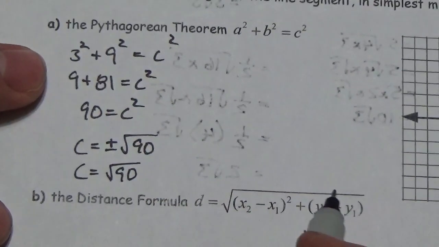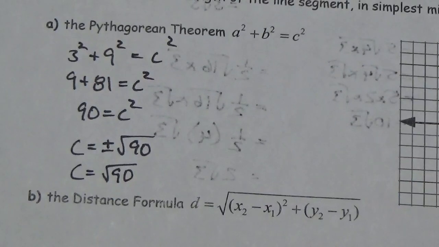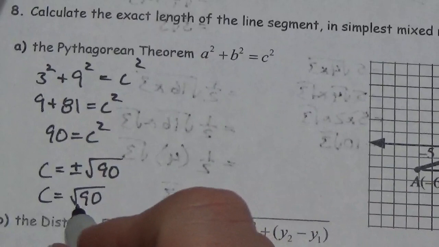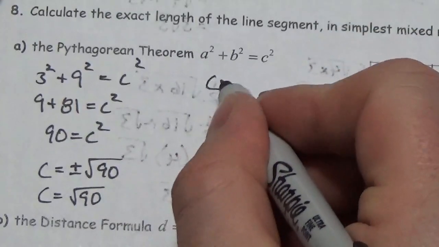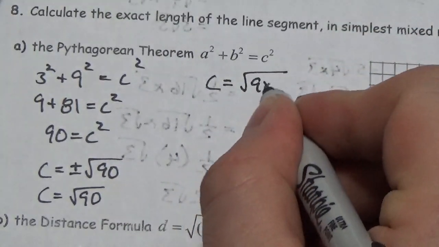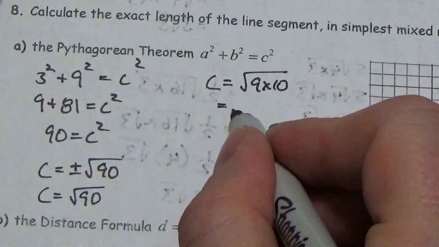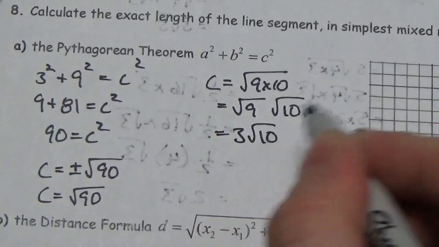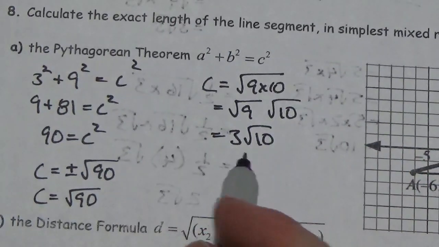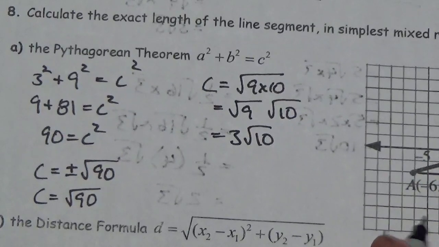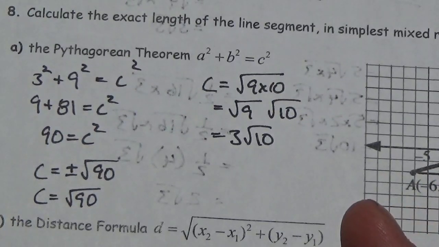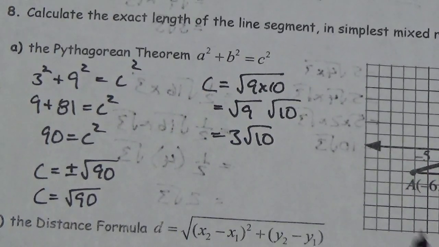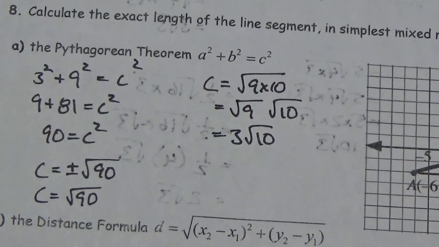Now I've got to look at 90 and think, what's my largest perfect square that's a factor of 90? Well, I don't know if it's the largest right now, but I can totally see that this is divisible by 9. So this is going to be the square root of 9 times 10. And so that'll be root 9 times root 10, and I know that the square root of 9 is 3. And now I'm done because just like we said before, 10 can't be simplified. There is no perfect square that's a factor of 10 other than 1. So that's one way of doing it.